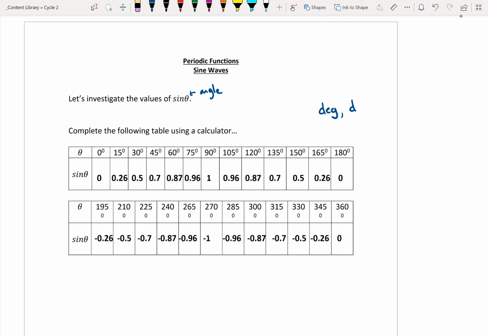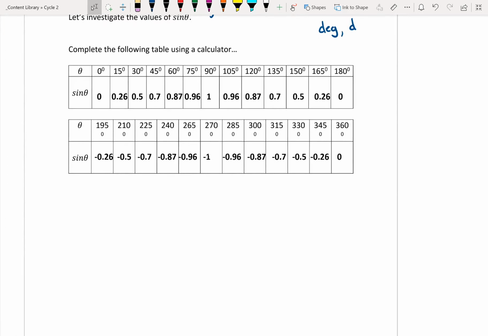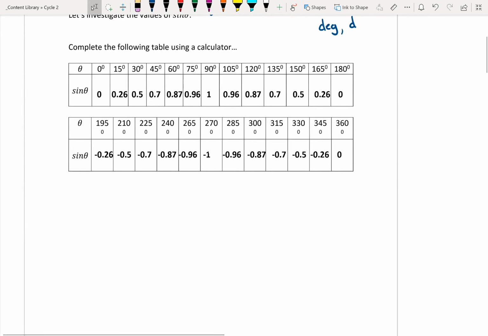What we see here is a repetition of numbers. We should recognize that it is a periodic function. We are seeing some repetition. It's not exponential, it's not linear, it's not quadratic, because we have an up and a down. And if we were to continue on this, we would see that it does start to repeat. So at this 0 here, now it goes back up to positive 0.26 and so on.